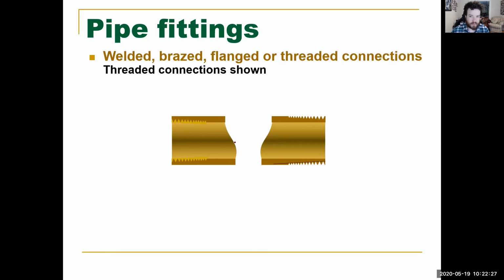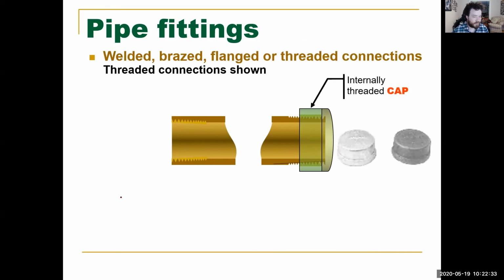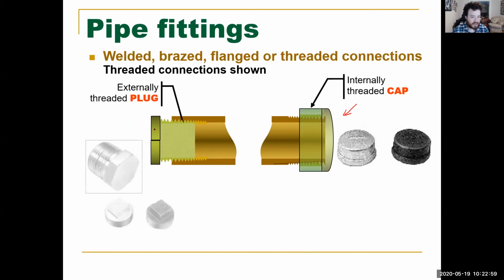Now, let's talk about pipe fittings. All right. Externally threaded pipes are going to be capped off. The caps have internal threads to them. All right. But they're going to be used on externally threaded pieces of pipe. A plug has external threads on it, but it's going to be used on a piece of pipe that has internal threads.